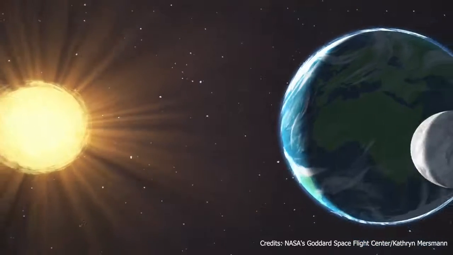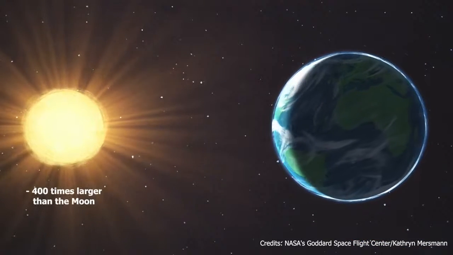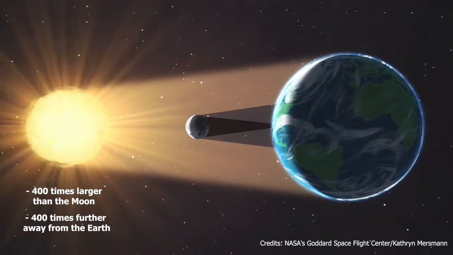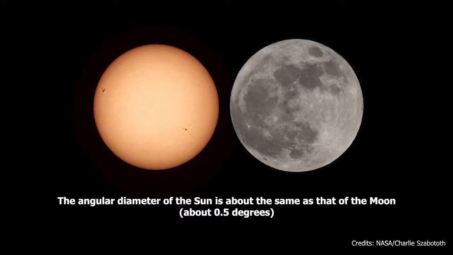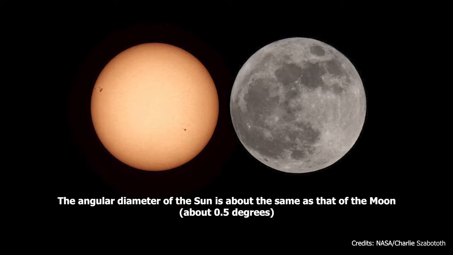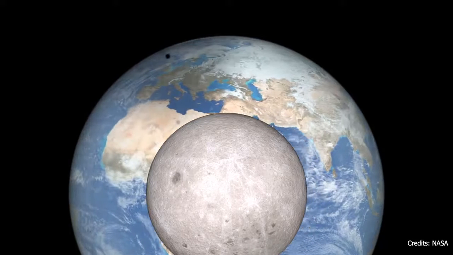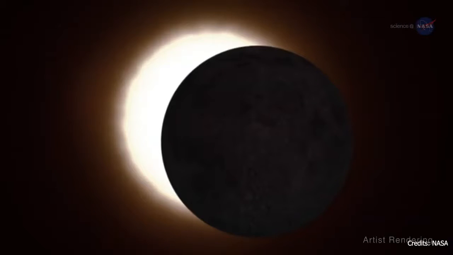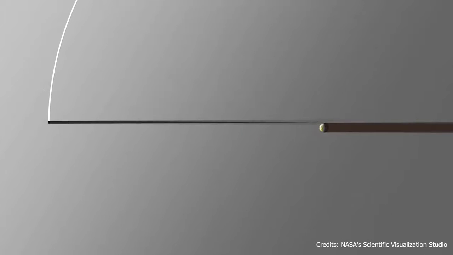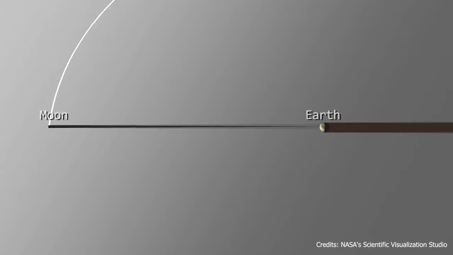Even though the sun is about 400 times larger than the moon, it also happens to be 400 times further away from the Earth than the moon is. For this reason, the sun and the moon appear to have virtually the same angular size in our skies. Thanks to this coincidence, we can observe spectacular astronomical phenomena: solar eclipses. A solar eclipse happens when the moon comes between the Earth and the sun and fully or partially blocks the sunlight from reaching the Earth.